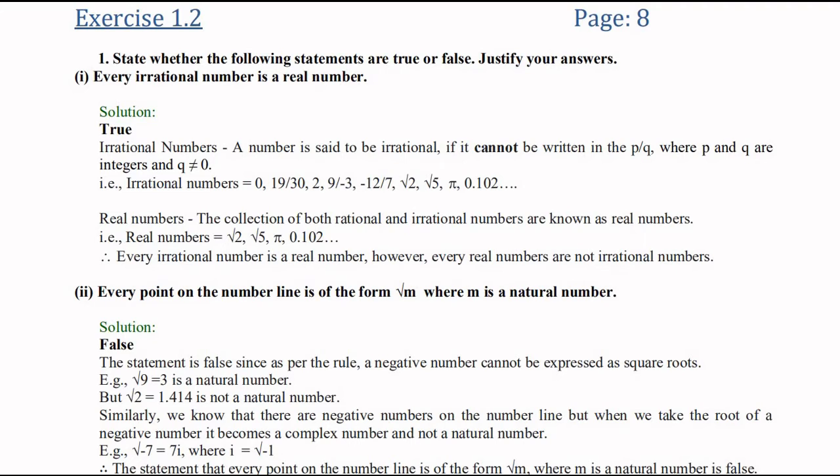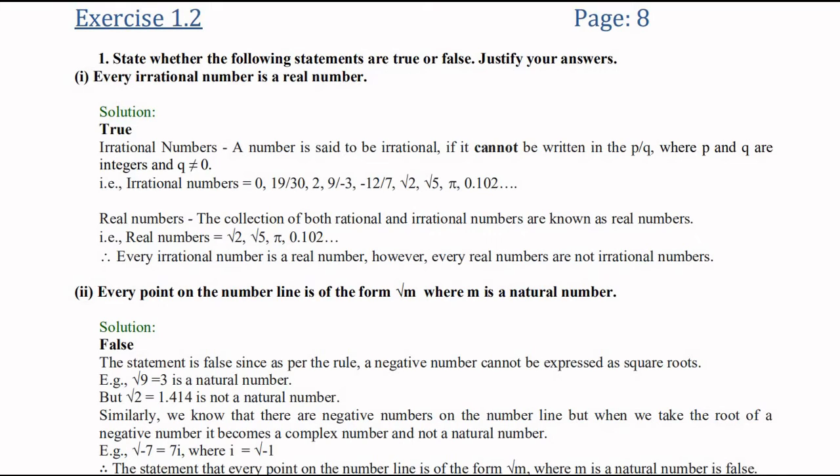That is, real numbers are root 2, root 5, pi, 0.102 and so on. Therefore, every irrational number is a real number. However, every real number is not an irrational number. So the second question is, every point on the number line is of the form root m, where m is a natural number. So let's go to the solution.